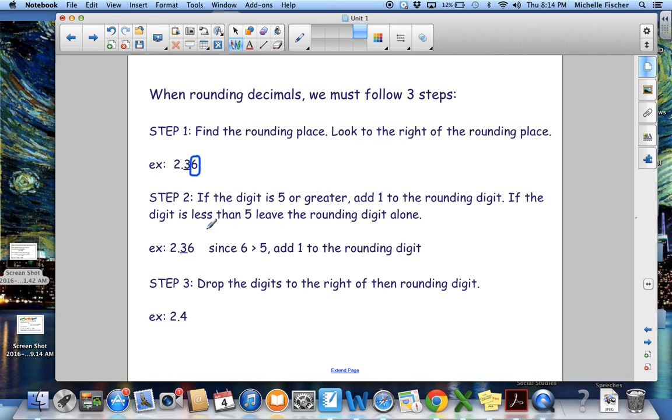We should have said greater than. So since 6 is greater than 5, we're going to add 1 to the rounding digit. Again, our rounding digit is 3. Alright, let's go on to step 3. Now, since we know we're adding 1 to the rounding place, that is going to change to a 4. Our step 3 says we drop the digits to the right of the rounding digit. So that means this 6 is gone. We drop that digit and our rounded number is 2.4. So 2 and 36 hundredths is rounded to 2 and 4 tenths.